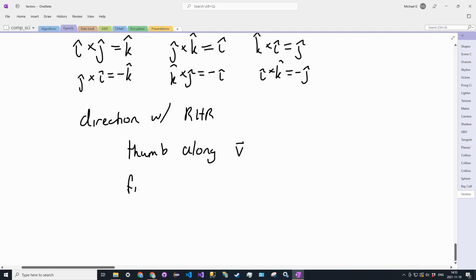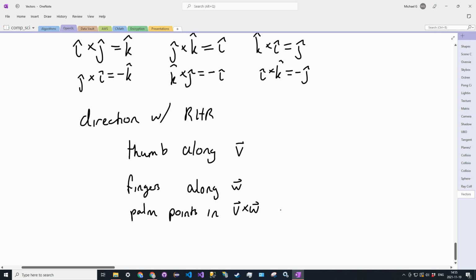Your 4 fingers, so you put your hand out flat. You put the thumb along v, your 4 fingers along w, and then your palm points in v cross w. There is a lot of noise outside right now. I'm not sure if you guys can hear it. I'm going to try and draw this right now.